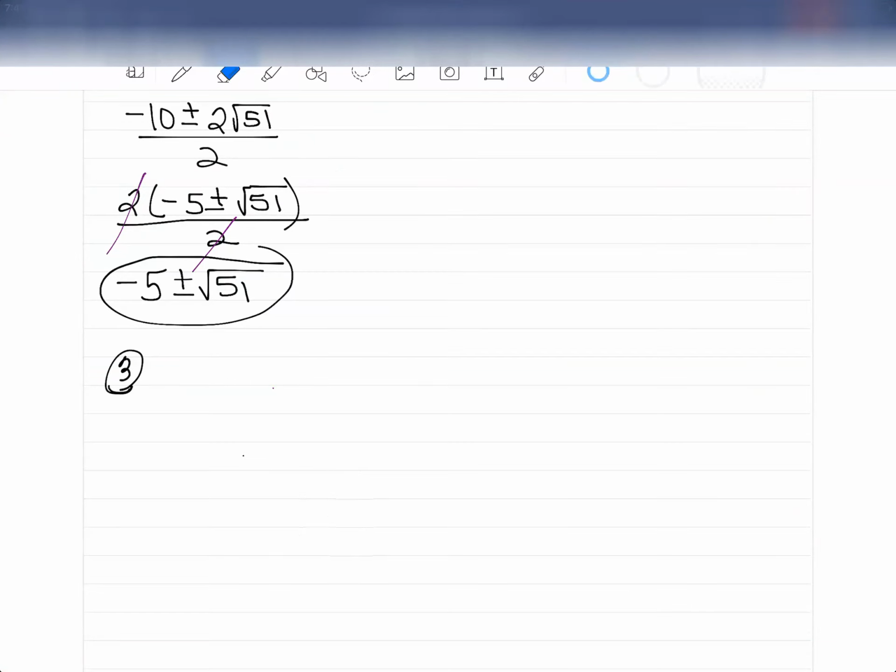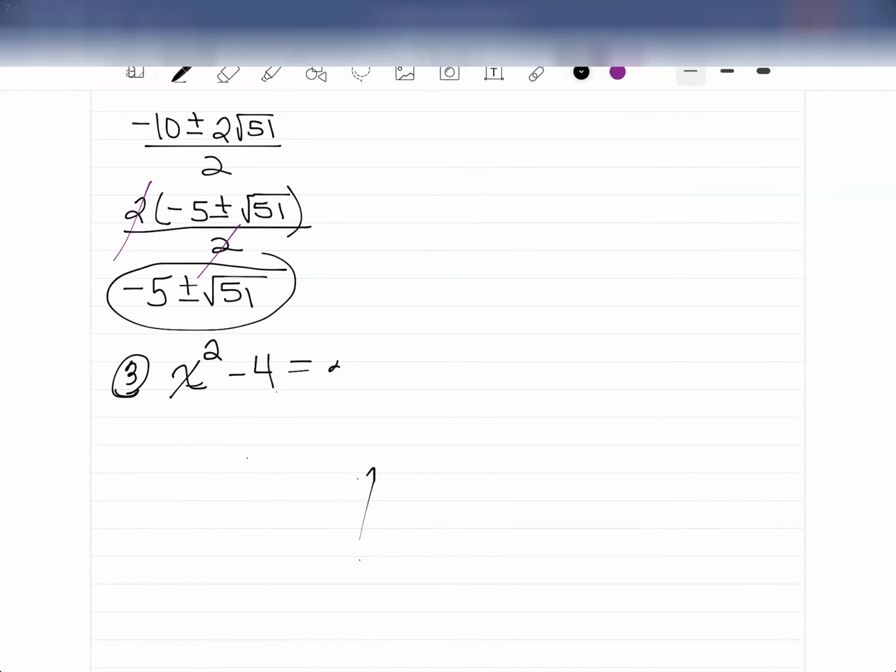We have one more example, a third example, and we'll talk about some other stuff, but this is the last complete example. X squared minus 4 equals 3x. And as you've seen the warning, my battery is low, so I've got to make it quick.